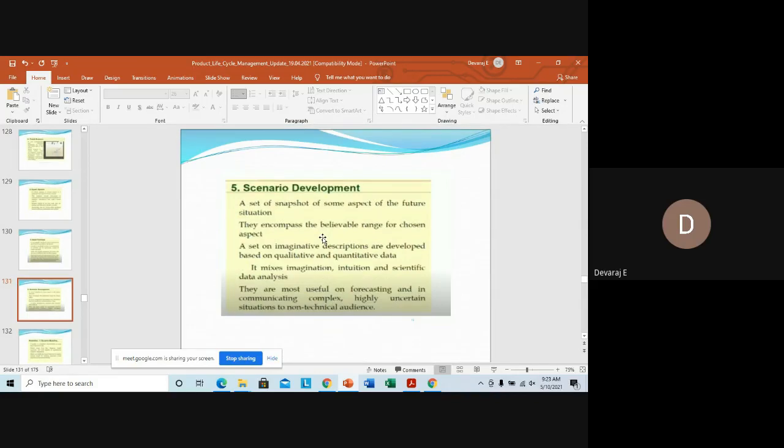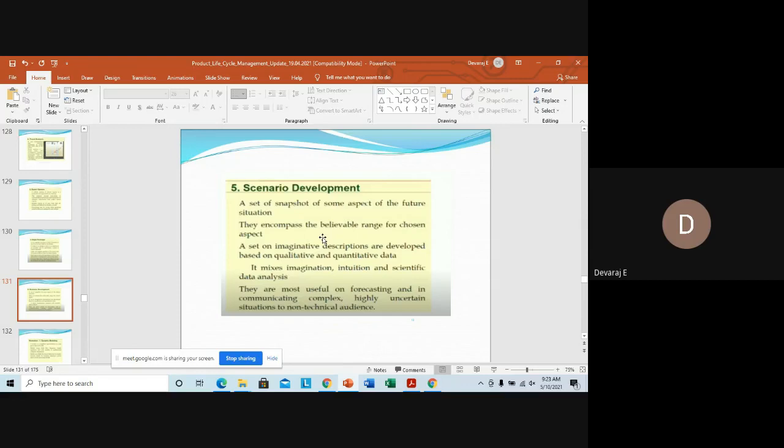Can anyone tell me what is scenario development? Is it keeping statements like this will happen, and that will happen, and how will you react with respect to that? Okay, good, Sachin.